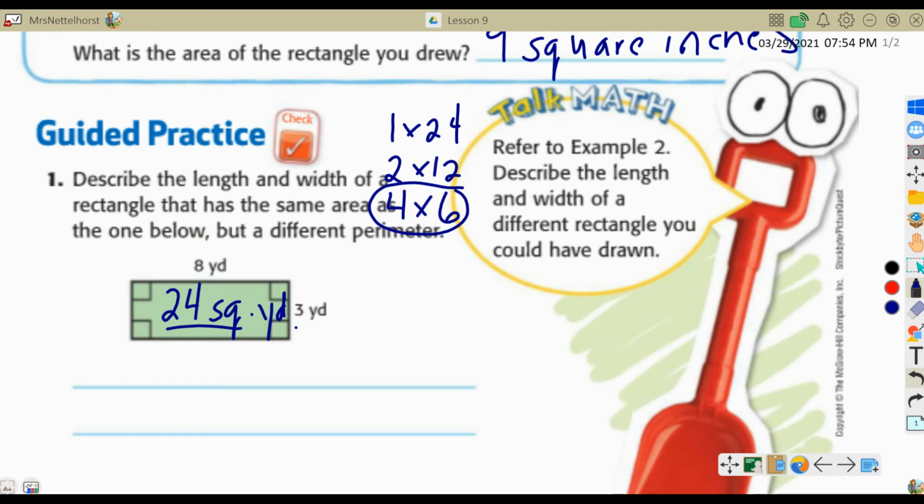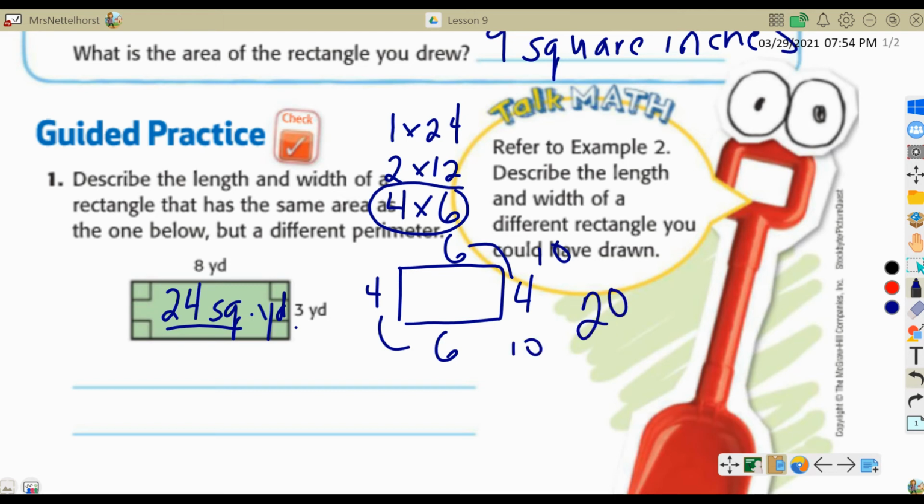And the perimeter of a 4 by 6 rectangle would be 6 plus 6 plus 4 plus 4. 6 and 4 is 10. 6 and 4 is 10. 10 and 10 is 20. Okay. The perimeter of the one they gave us, this is 8 over here. This is 3 over here. 8 plus 3 is 11. 8 plus 3 is 11. 11 plus 11 is 22. So it's 22 feet, or 22 yards, sorry. So the perimeters are different.